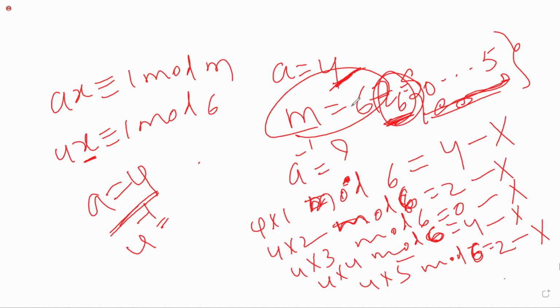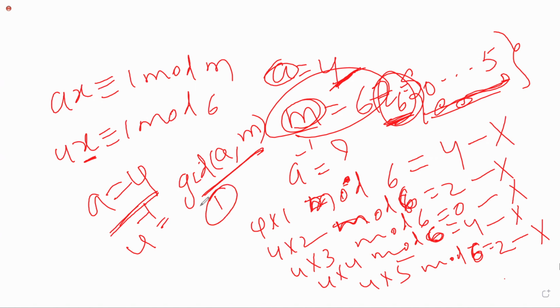In order to find whether there is a multiplicative inverse or not, simply what we need to do is find the GCD of A and the mod value. If the GCD of A and the mod value is 1, then only there will be a multiplicative inverse. So what is the GCD of 4 and 6?